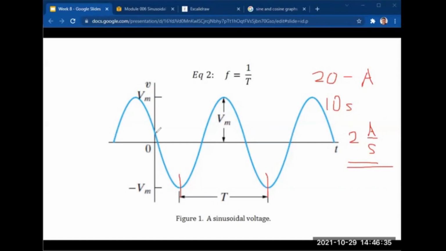So our sine function is complete when it repeats the pattern. For example, this one. This is actually one complete cycle because the pattern is this one and this one. Okay?